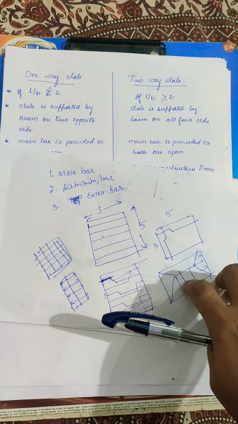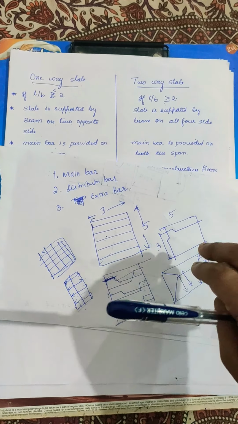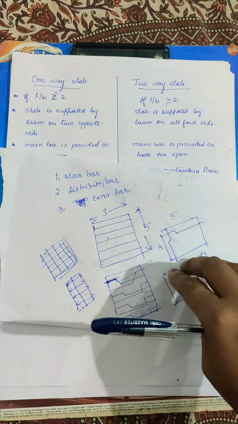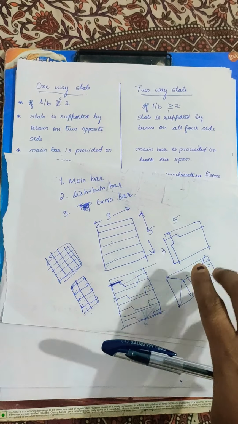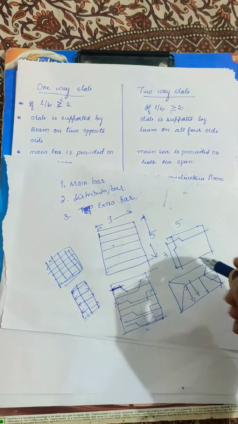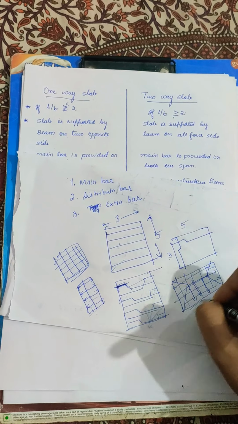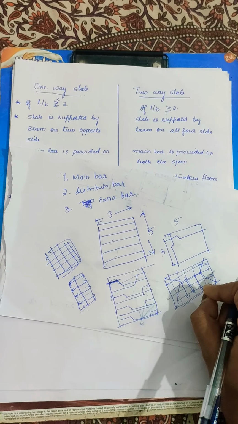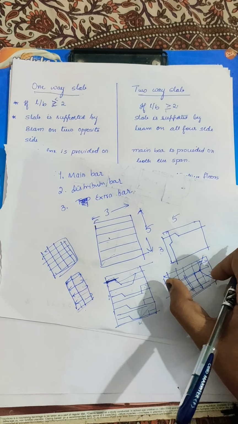That means the main bar will be provided in the shorter direction first. After that, the distribution bar that you provide on top of the main bars also acts as a main bar. That means the distribution bar in case of a two-way slab acts as a main bar. Along with that, an extra bar will be provided on top. What is the reason for providing this extra top bar, the top mat? It is provided in order to resist the negative moment.